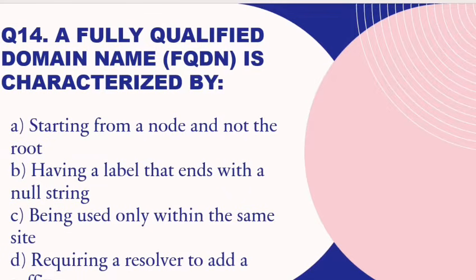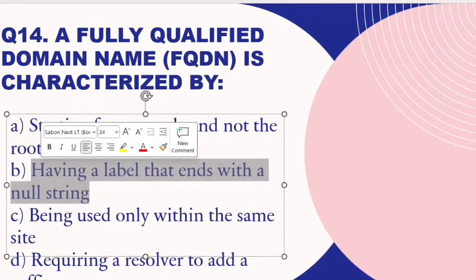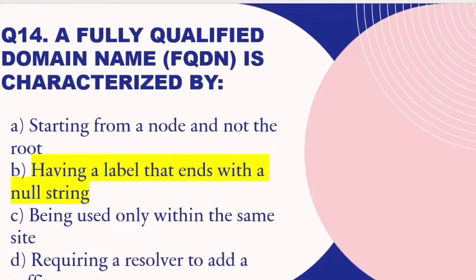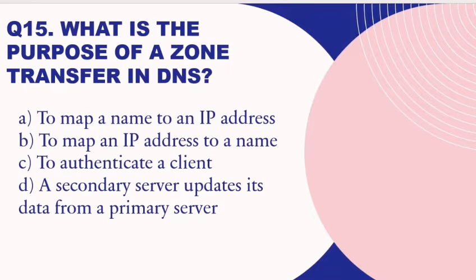A fully qualified domain name is characterized by option A, starting from a node and not going to the root. Option B, having a label that ends with a null string. Option C, being used only within the site. Option D, requiring a resolver to add a suffix. I hope you all have guessed it. So the right answer is having a label that ends with the null string. Moving on to question number 15. What is the purpose of zone transfer in DNS?